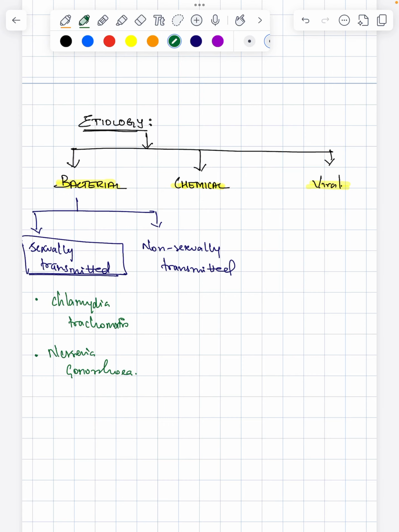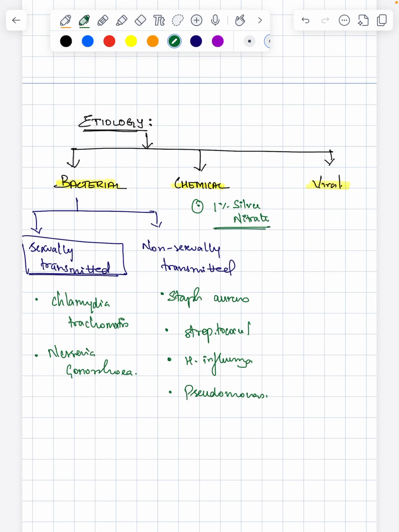Among non-sexually transmitted, you have pathogenic bacteria, that is Staph aureus, second, streptococcal organisms, third, H. influenzae, fourth, Pseudomonas. These are the main non-sexually transmitted organisms which can cause conjunctivitis in children less than 28 days of life. Among chemical causes, it is the 1% silver nitrate used as prophylaxis, which can cause chemical conjunctivitis.